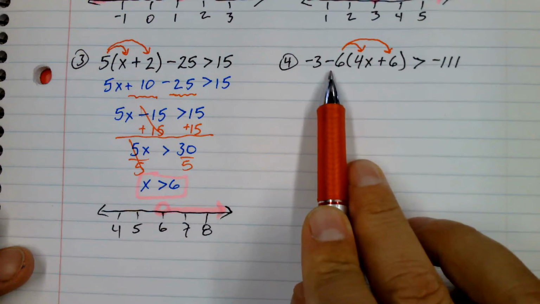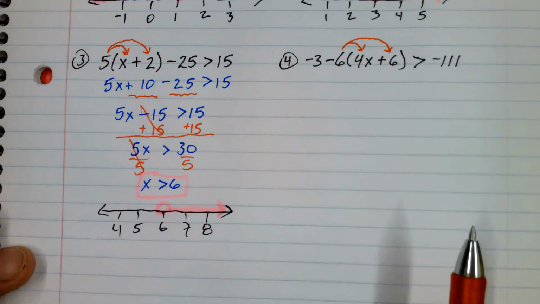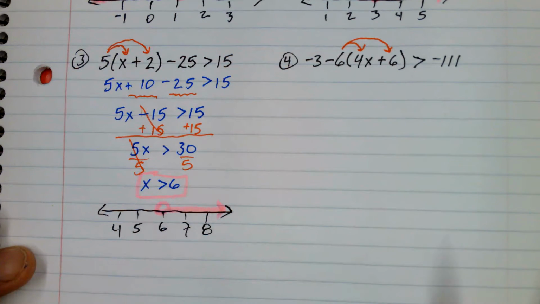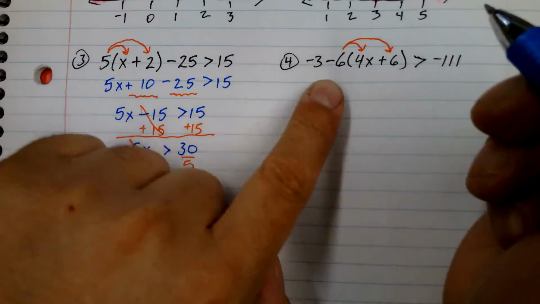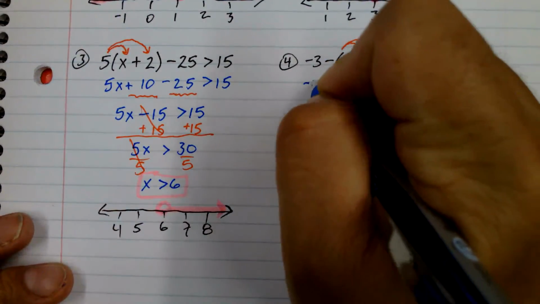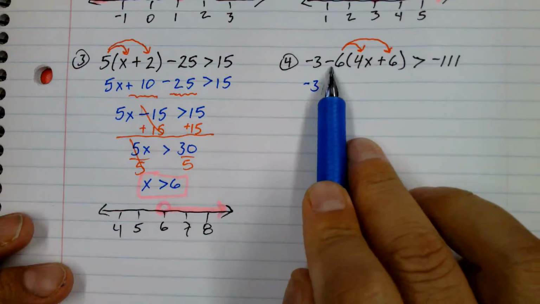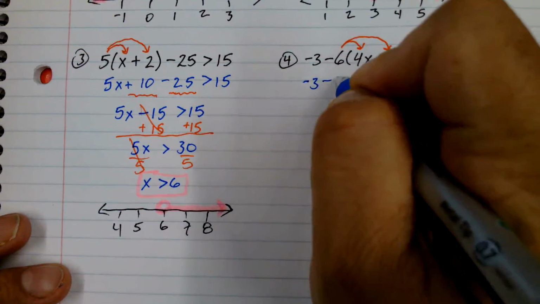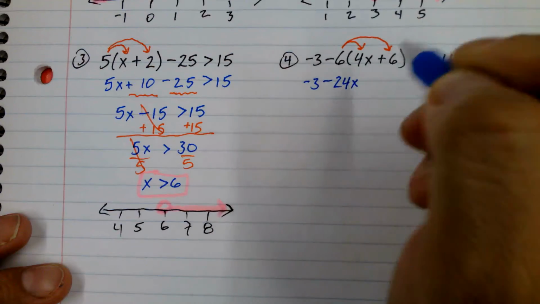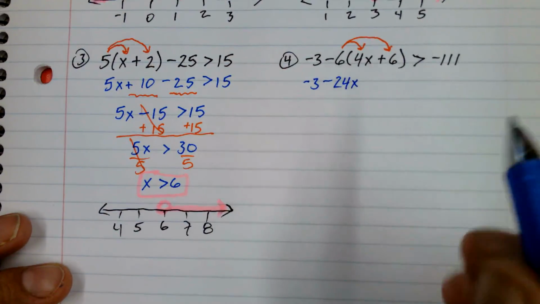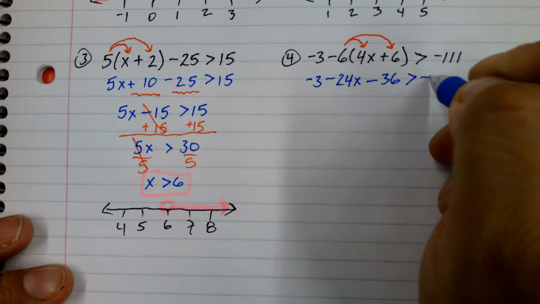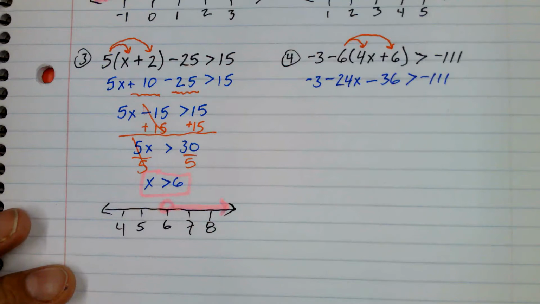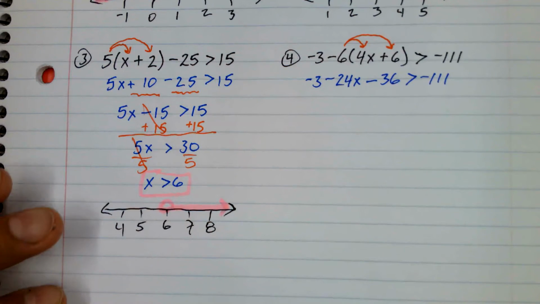Tell me in the chat, what number am I distributing into 4x and 6? What number am I multiplying by? Correct. Negative 6. We're distributing a negative 6. So I'm not going to do anything with the negative 3. Just bring it down. But I am going to multiply negative 6 times 4x. And I'm going to multiply negative 6 times positive 6. So I get that. Any questions?